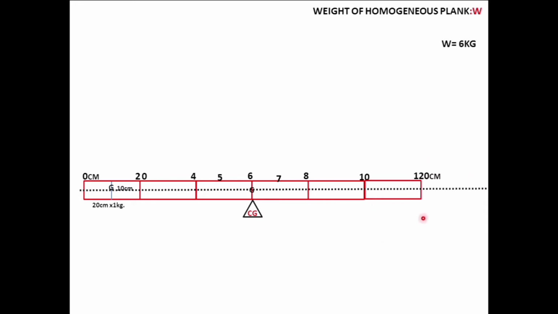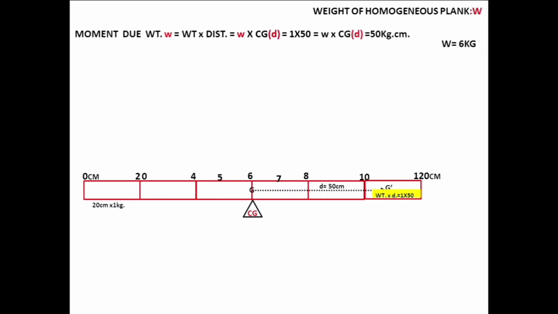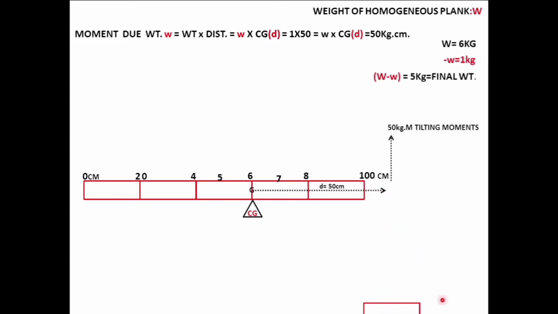Now look at this weight here. This is 1 kg, and its distance from the center of gravity is 50 centimeters, because the scale is 20 and half of it is 10, so 60 minus 10 is 50 centimeters. Being a 1 kg weight, it will produce a moment of 1 into 50, that's 50 kg centimeters. Let me remove this. Once I remove this, it has given me a tilting moment of 50 kg centimeters.